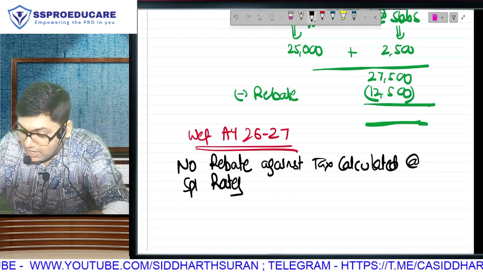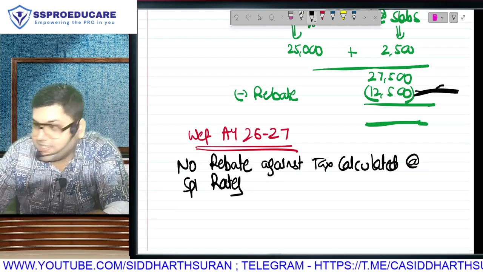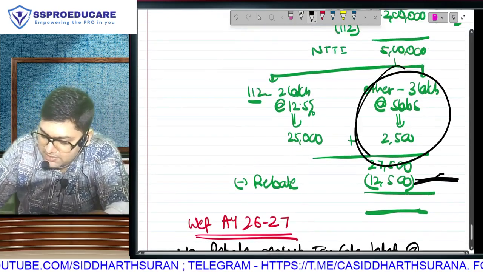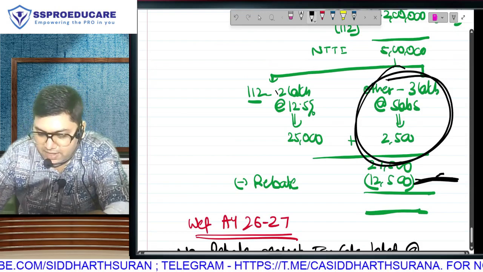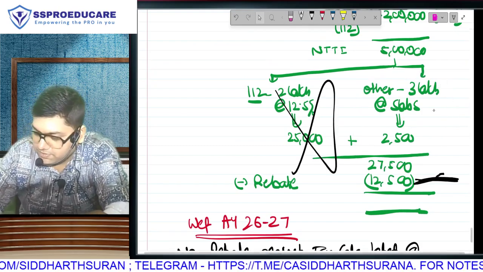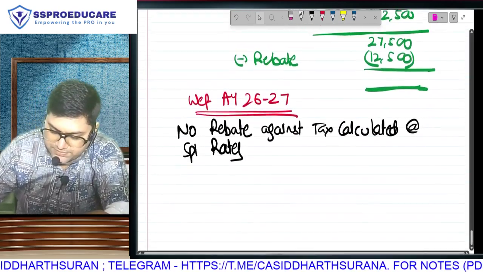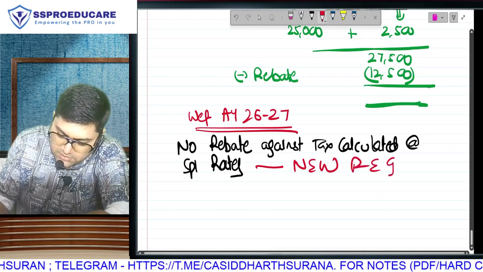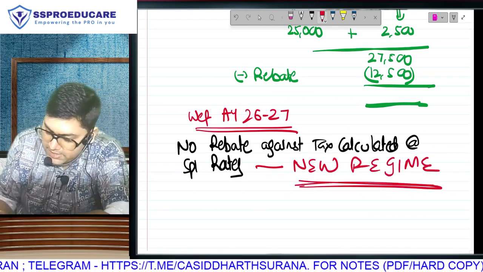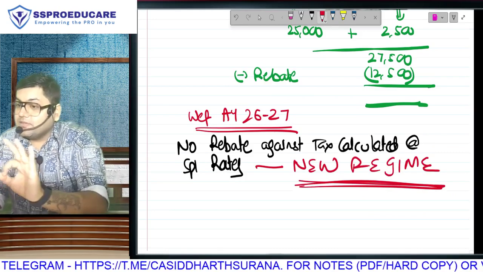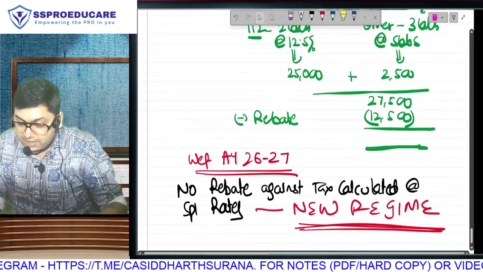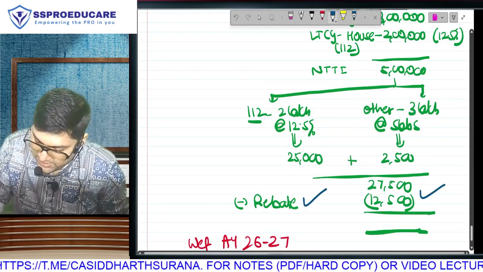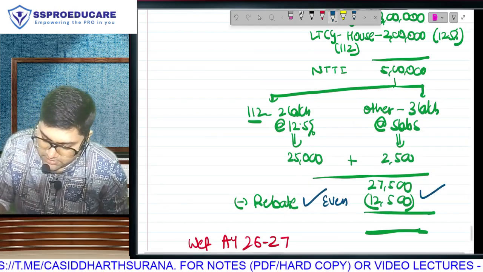That means, one minute, after amendment, are you thinking that sir, now this will not be applicable? Meaning I can take rebate only against 2,500. I cannot take rebate against this amount. Wait. This amendment has come only in the new regime. In the old regime, there is no such amendment. That means the calculation that we have done here is correct even after amendment.